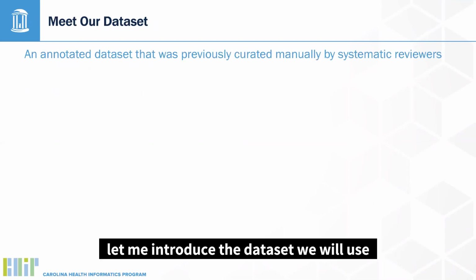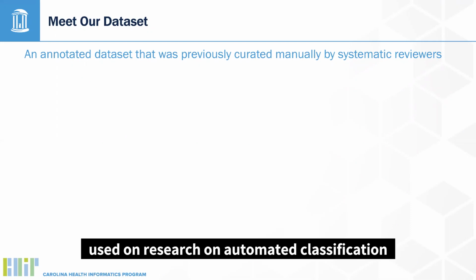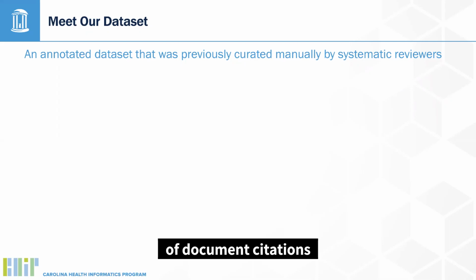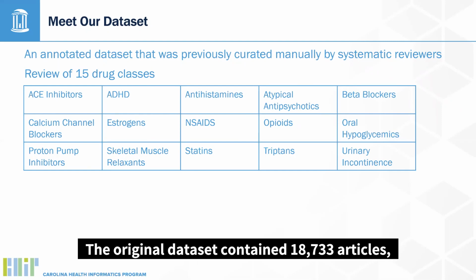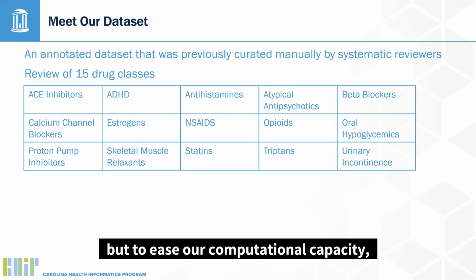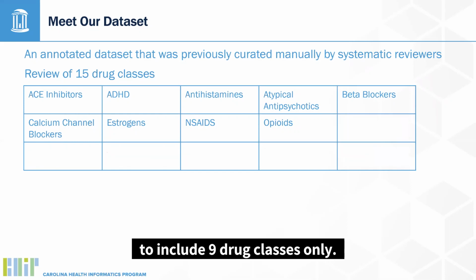Before we go on, let me introduce the dataset we will use throughout the module. The dataset we will use is data used in research on automated classification of document citations for systematic review of 15 drug classes. The original dataset contained 18,733 articles, but to ease our computational capacity, I reduced it to 10,000 instances, to include 9 drug classes only.